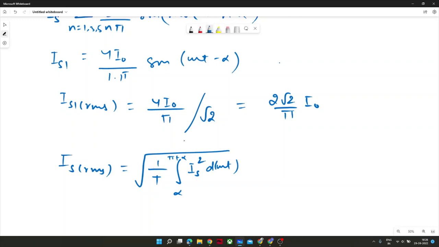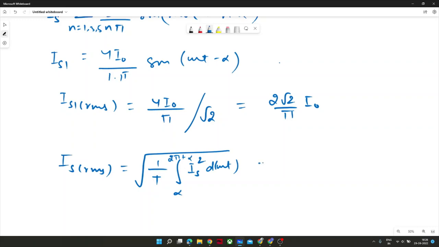Since this is half wave symmetric, we can easily go for half period. Otherwise, you can write from alpha to 2 pi plus alpha, which is equal to 1 by T by 2. So it means 2 by T, for half time. Yes, half, you are correct. But when I am doing from alpha to 2 pi plus alpha, you can take one full cycle. Yes, it doesn't matter, you are right.